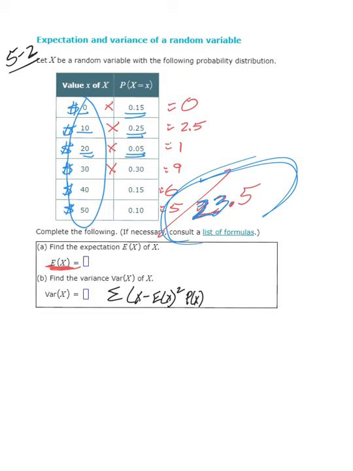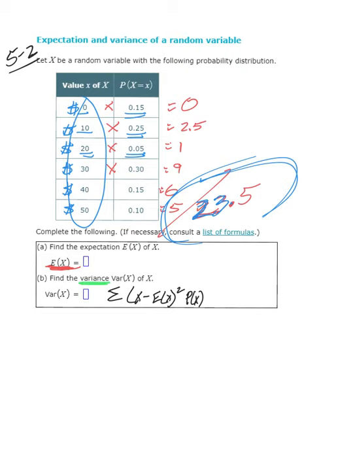Now, the harder part of this problem, or not harder, but just it's going to be a little more tedious for you, is finding the variance. We haven't really talked about variance, but all variance is just standard deviation squared. So think of standard deviation. If you remember back when we were calculating this, it should look familiar.